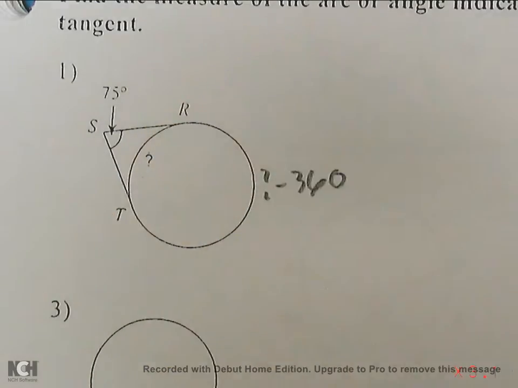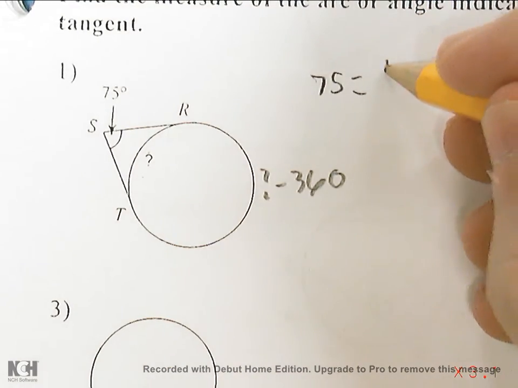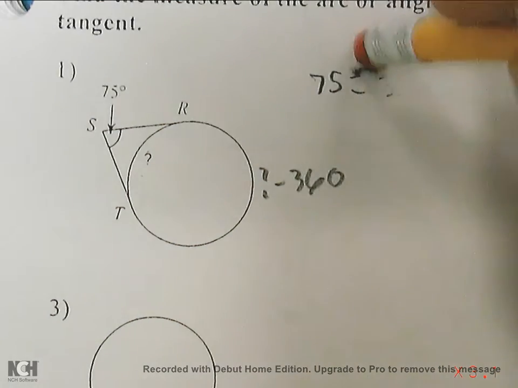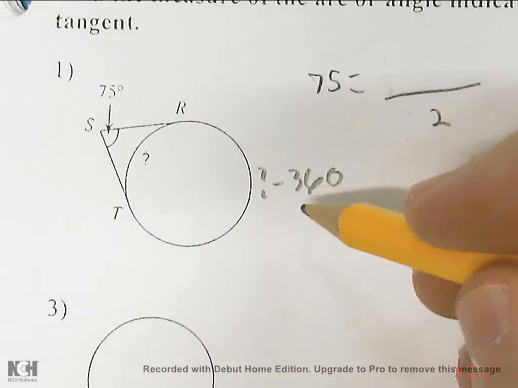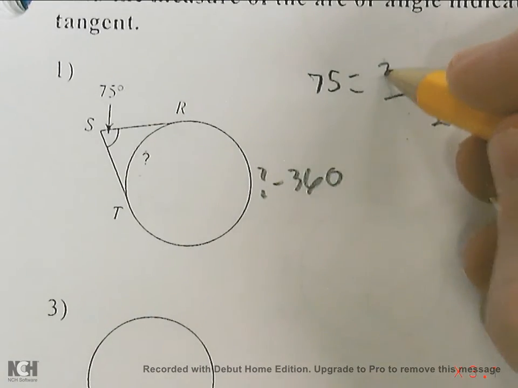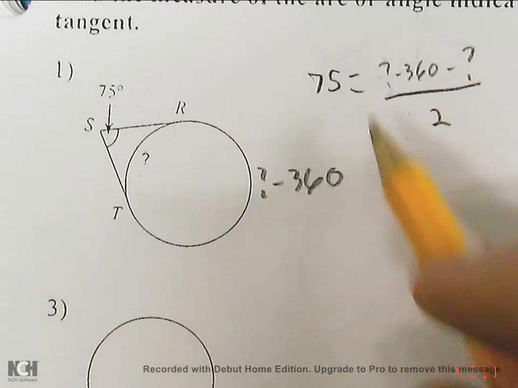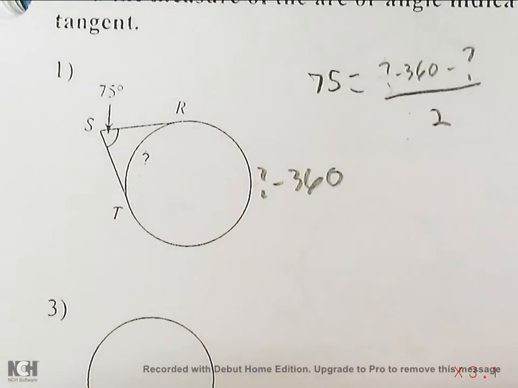So the angle, 75, has to equal 1/2 of the major arc. Well, I'm going to write that as dividing by 2. So all over 2, the major arc, which is 360 minus question mark, minus the question mark, right? That's the far arc minus the near arc.